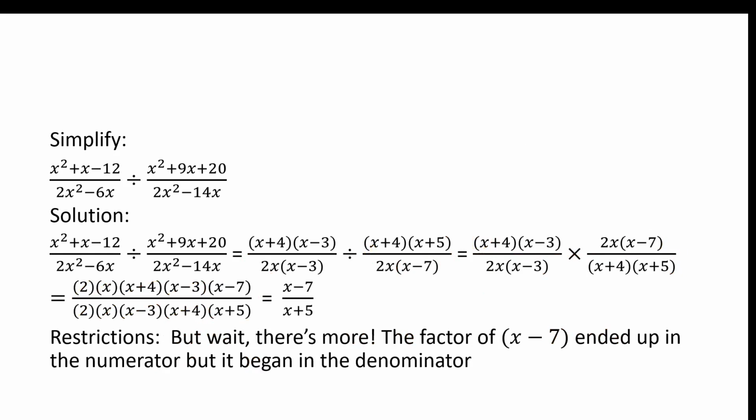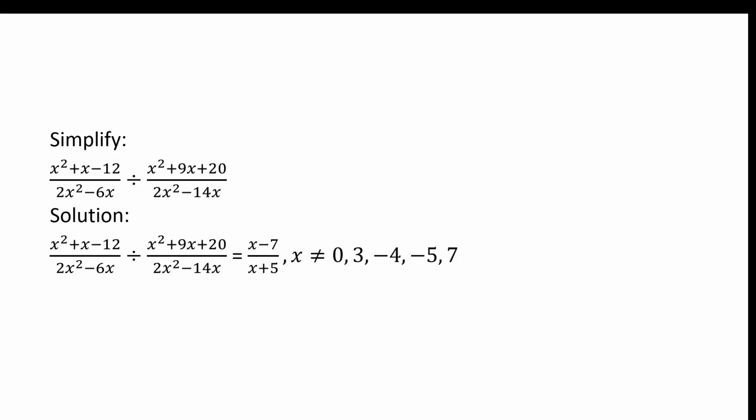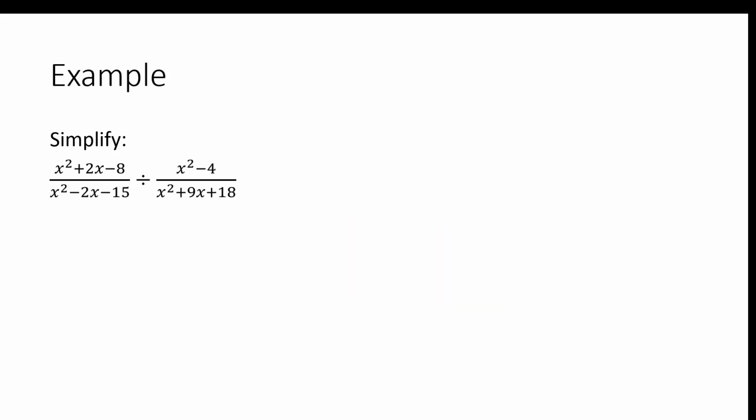We have that fifth restriction, which you might miss if you invert then factor. So here's me saying that, restrictions. But wait, there's more. The factor of x minus 7 ended up in the numerator, but it began in the denominator, right there. So that x minus 7 can't equal 0, meaning x can't equal 7, meaning our final answer is actually the expression x minus 7 over x plus 5 with the restrictions shown.